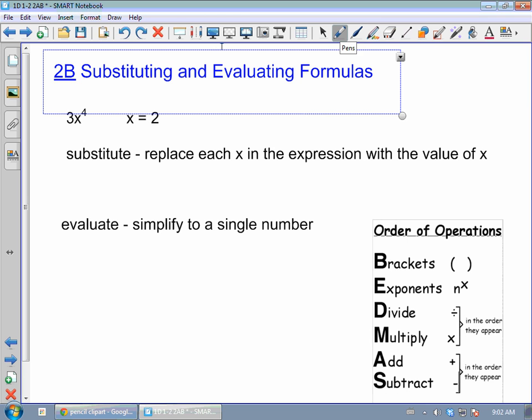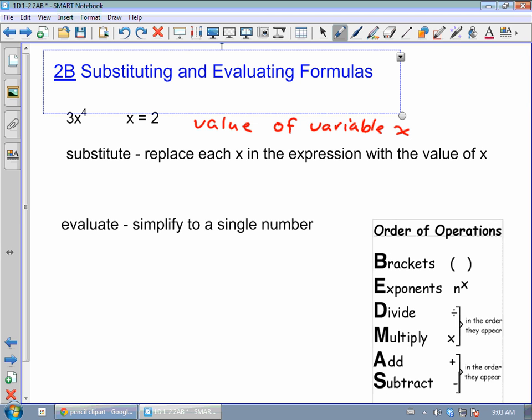Okay, so substituting and evaluating formulas. Typically what we're given is some expression. It could be just a single term, like we have here, 3x to the power of 4. And we're given some value for that variable. In this case, x equals 2. This is the value of the variable x.